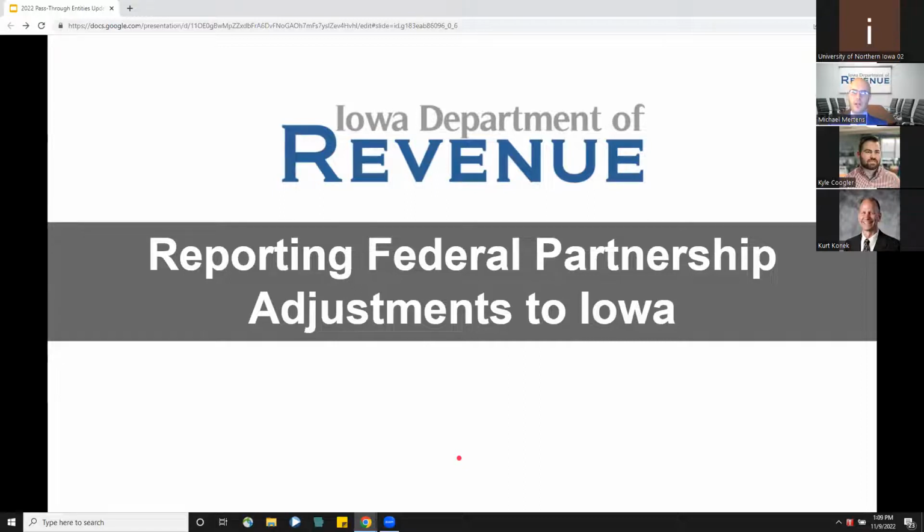So this caused all of the states to go back to the drawing board essentially and have to rethink how those partnership adjustments need to be reported to the states. The Multi-State Tax Commission developed a model act several years ago that Iowa did in substantial but not identical form enact a few years ago. And this model act, or these new legislative provisions, dictate how partnerships and their owners have to report federal partnership adjustments to the state of Iowa.